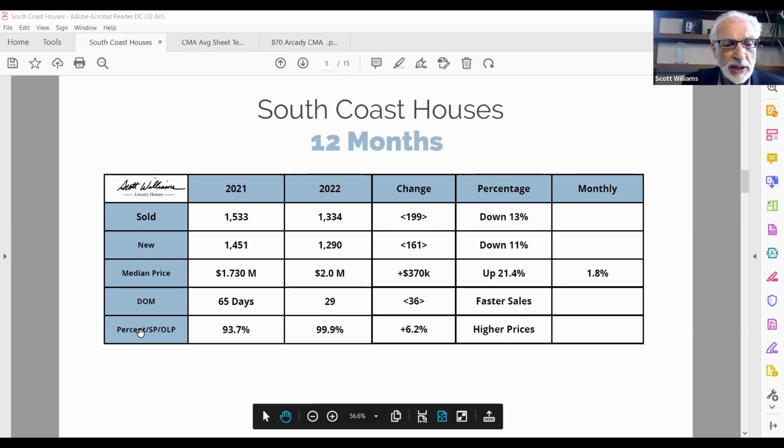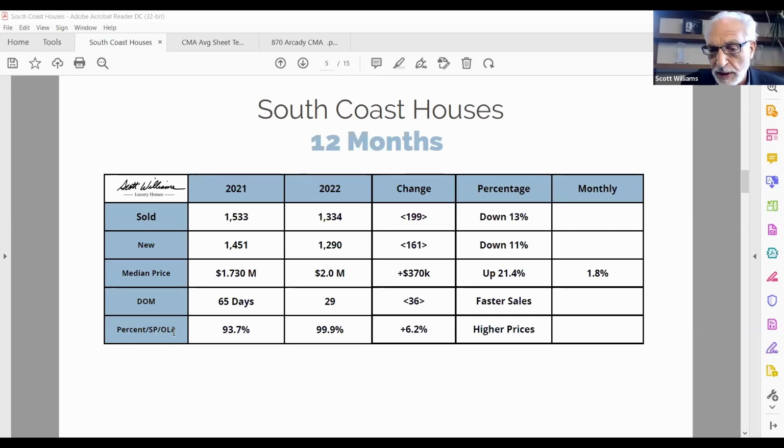And we also are checking the percentage of the sales price to the original list price. We can see that a year ago they were getting almost 94%, and now they're getting 100% of the listed price. The prices are going higher, and there's the evidence of that right there.